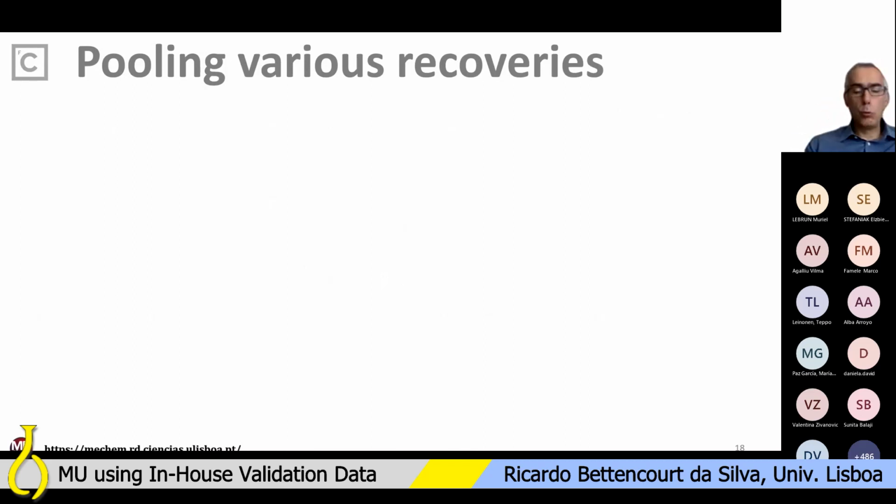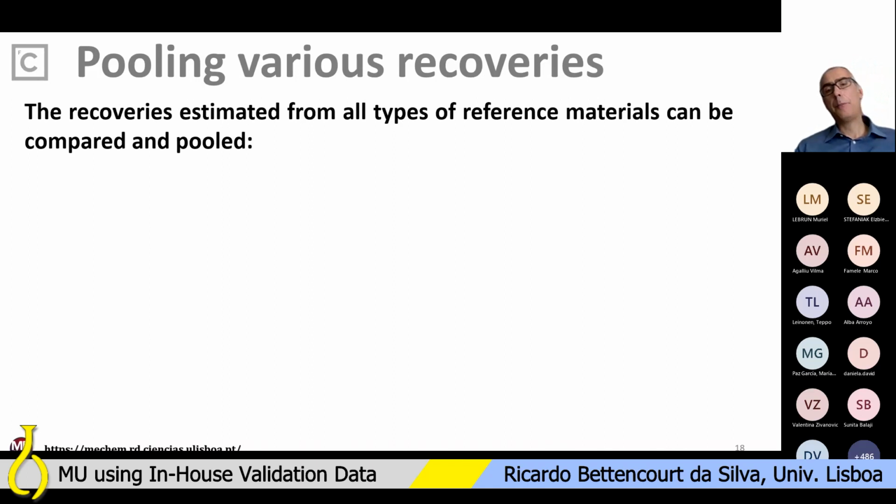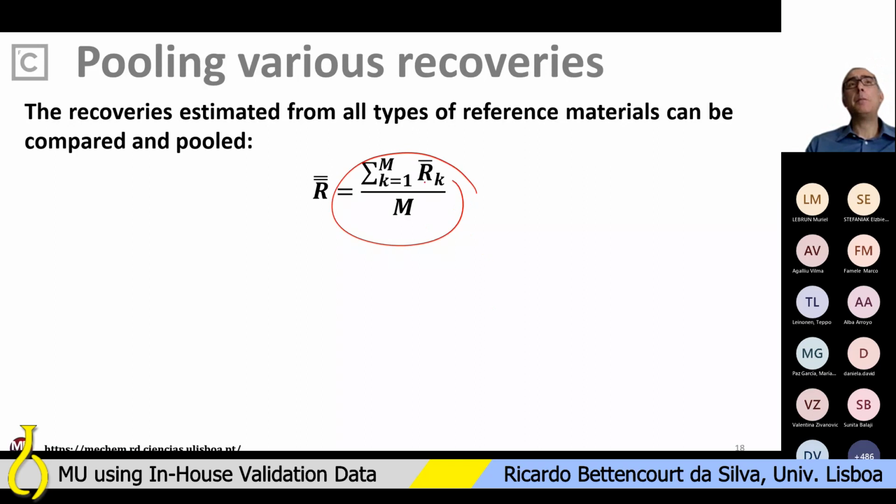Okay, we can also combine together results from different types of reference materials, proficiency tests, samples, certified reference materials, spiked samples with and without natives. You can take everything together and calculate an overall mean recovery. This overall mean recovery can be a weighted mean recovery if you take into account that some of these mean recoveries have more statistical quality because they are based on more results.